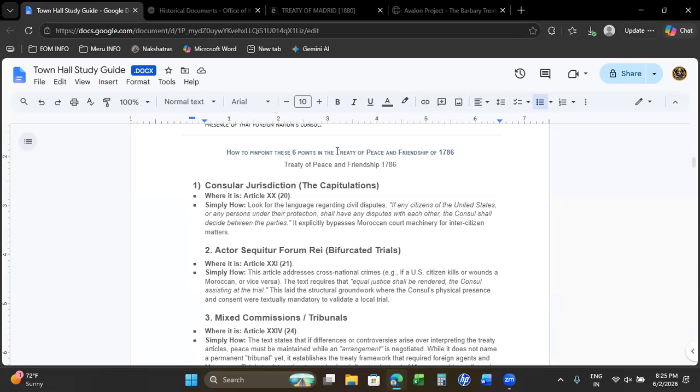Okay. How to pinpoint these 6 points in the Treaty of Peace and Friendship of 1786. So now we're going to visit not only this treaty, but also the Treaty of Madrid, 1880, the Act of Algeciras, 1906, right? So it goes to say, now I'll just read this again. We won't read each and every one of these points.